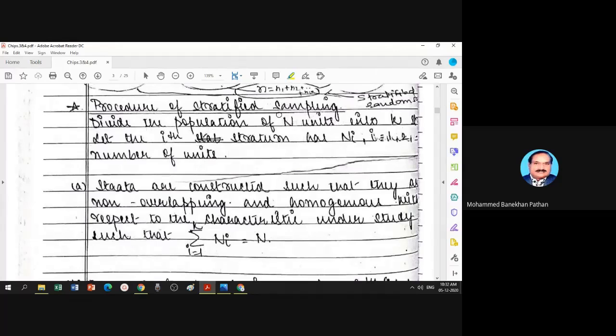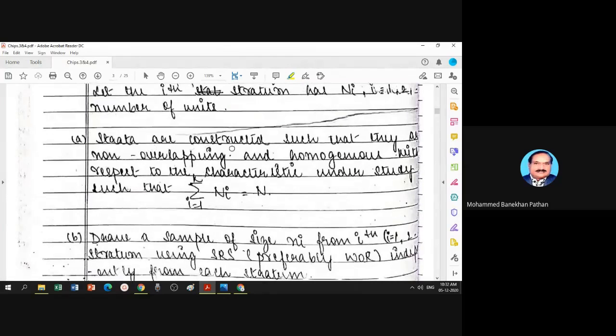Try to understand the working procedure for stratified sampling. Divide the population of capital N units into K strata. Let ith strata have Ni units, i from 1 to K.